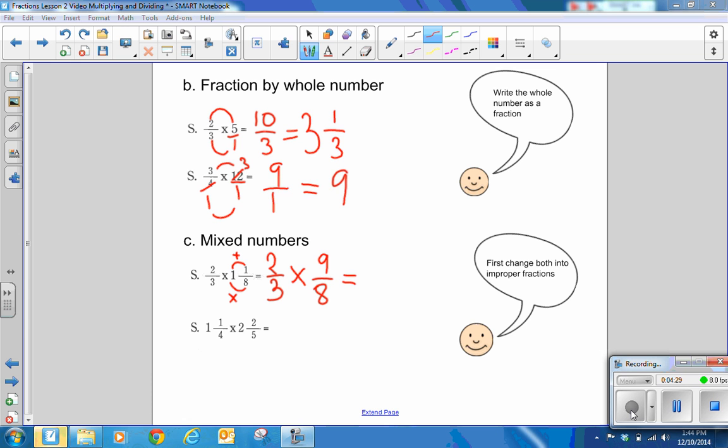Now that I have both fractions as improper fractions, I can see that I can cross divide. So both 3 and 9 can be divided by 3.